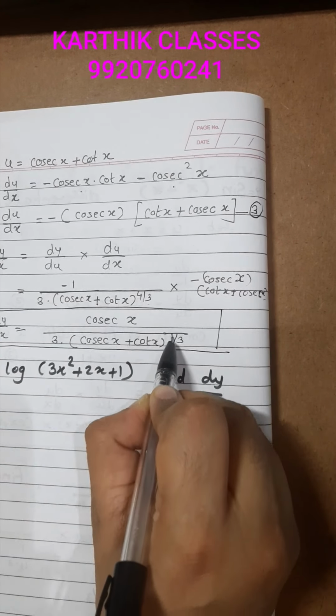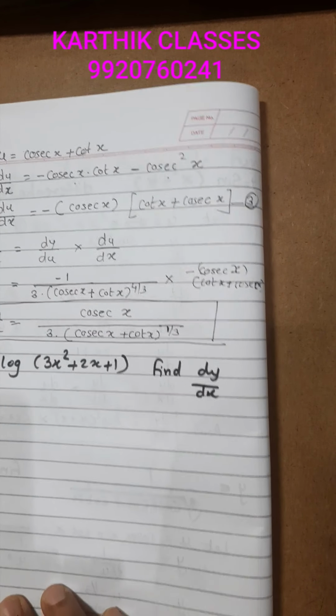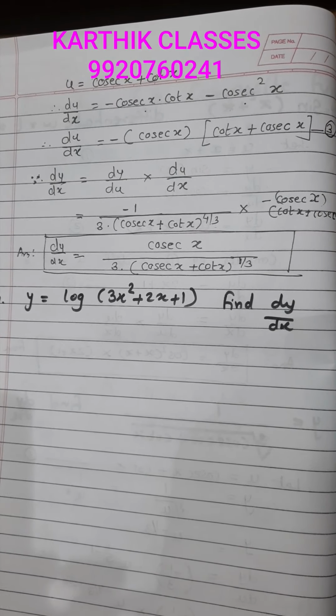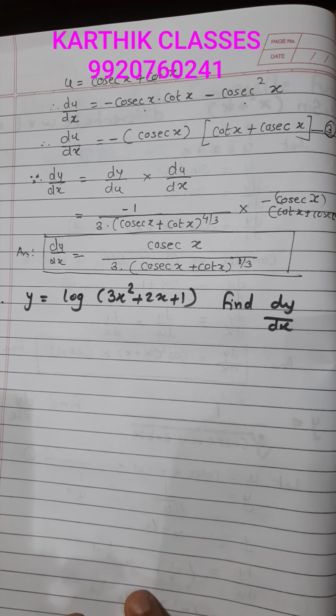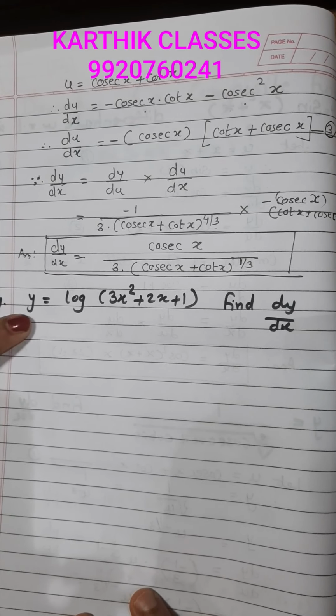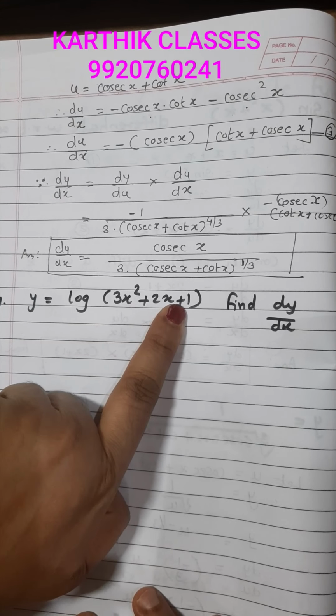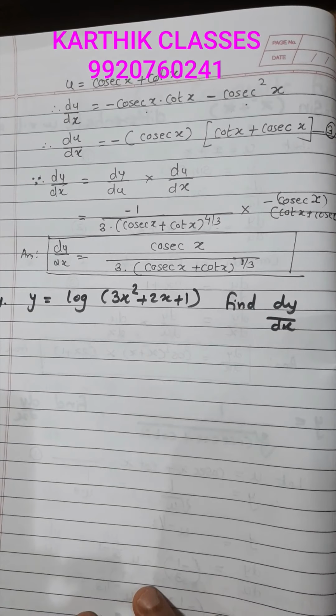So the final degree of this is 1 upon 3. Okay, I hope you understood this one. Now consider the fourth one, which is y is equal to log of 3x square plus 2x plus 1, and we have to find dy by dx.